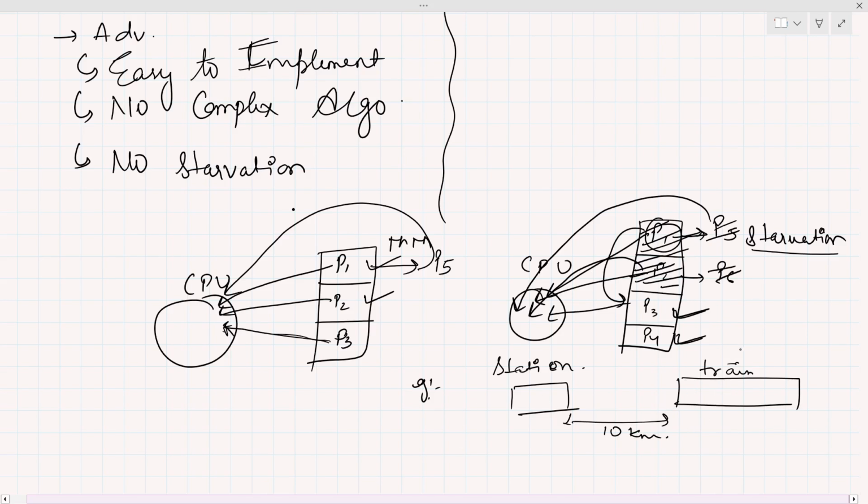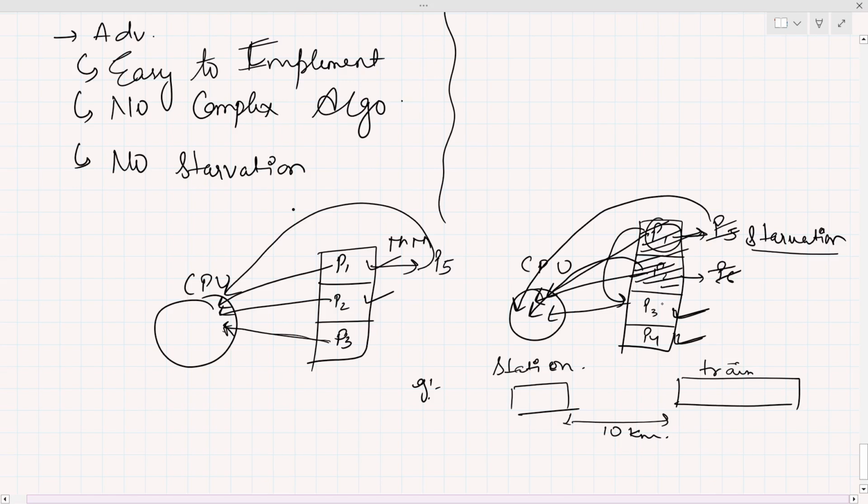You know that your train will eventually put you in a station, but it will take an indefinite amount of time. You don't know how much time it will take to get to a station. Similarly in this case, the process doesn't know at what time it will get a CPU. Eventually you will get the CPU, but how much time they have to wait, they don't know. This is what is called starvation.